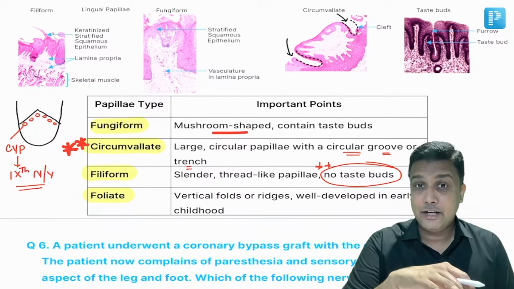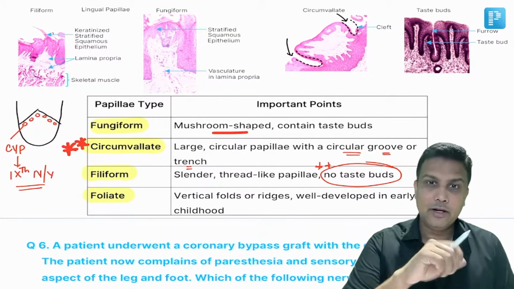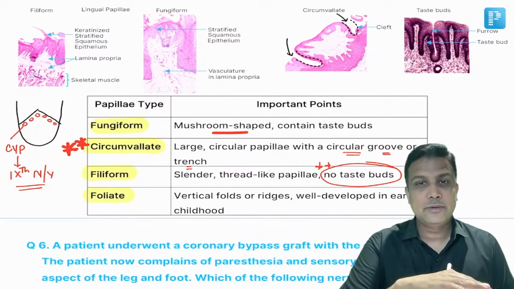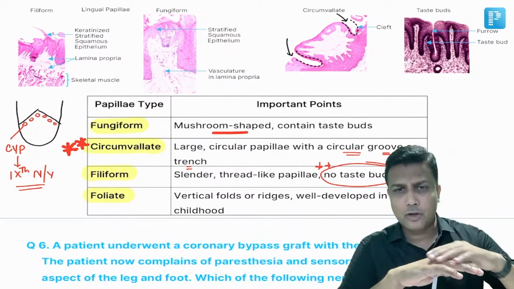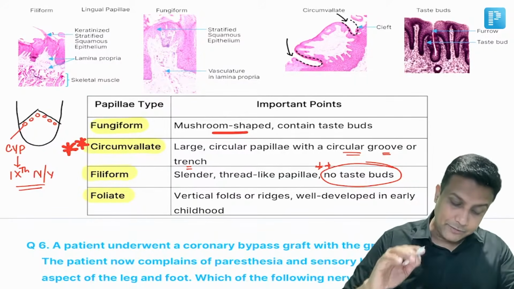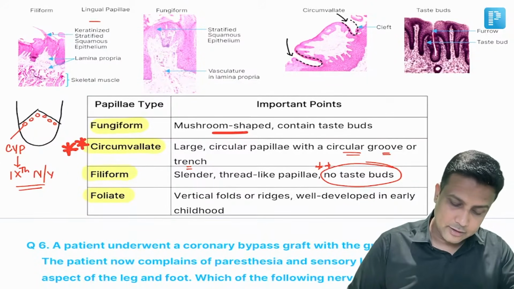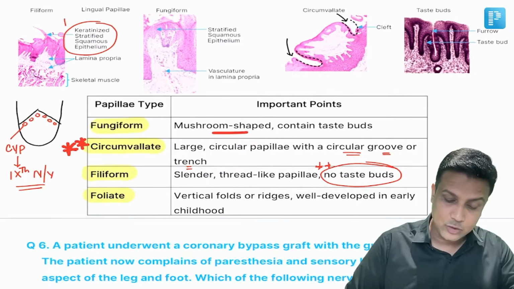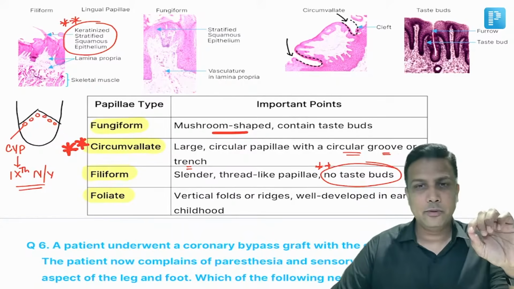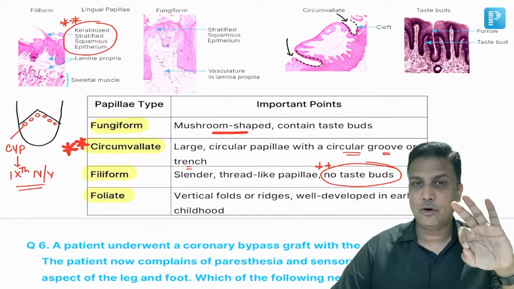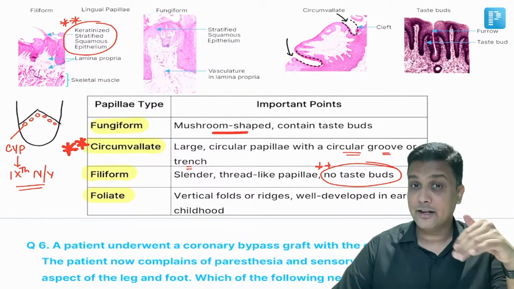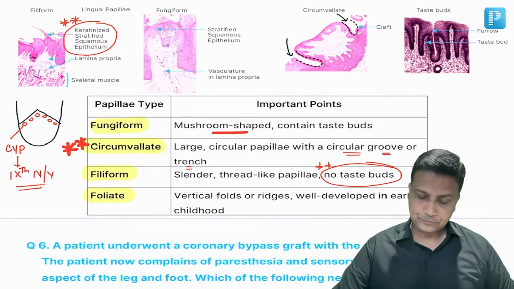But it should be keratinized or non-keratinized. Remember, it should be non-keratinized. Of course, makes sense. Keratinized stratified squamous epithelium is present on the surfaces, like on the skin and all. But it should be non-keratinized when it comes to the oral cavity here. But filiform papillae is the one which will be having stratified squamous epithelium, that too keratinized. Another important point to remember. So I want you to remember 2 points regarding the filiform papillae, that there are no taste buds in that one, and they'll be having keratinized stratified squamous epithelium.